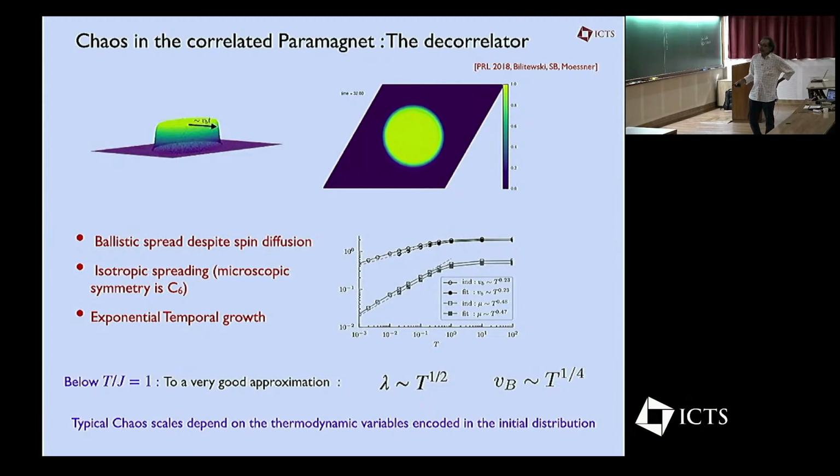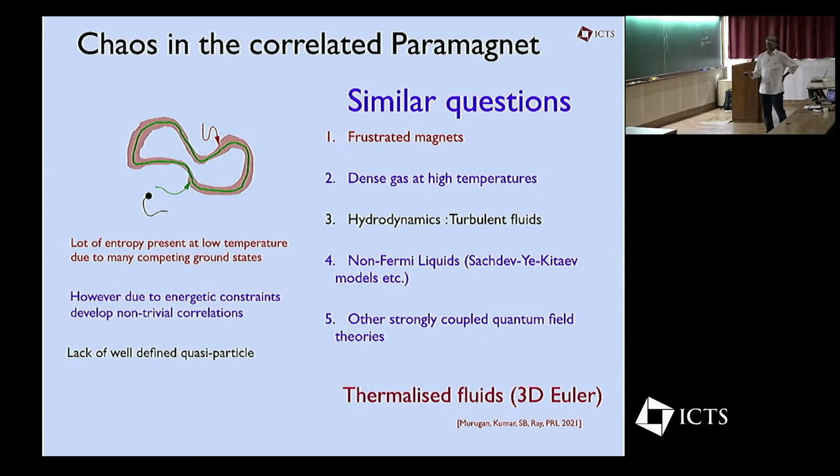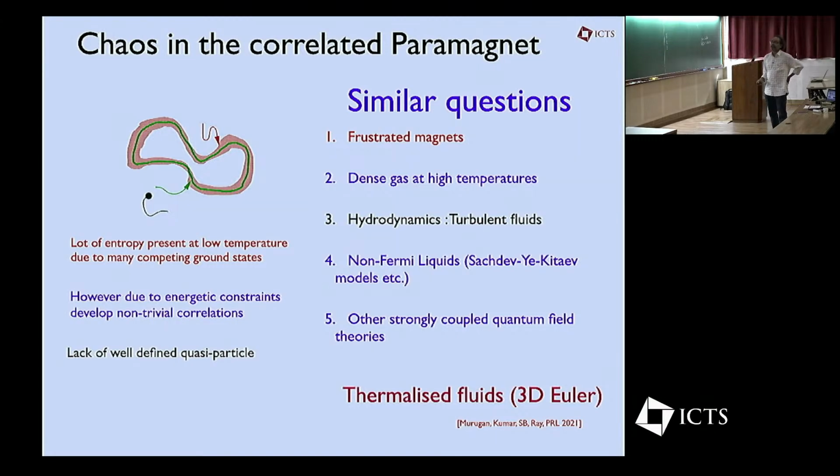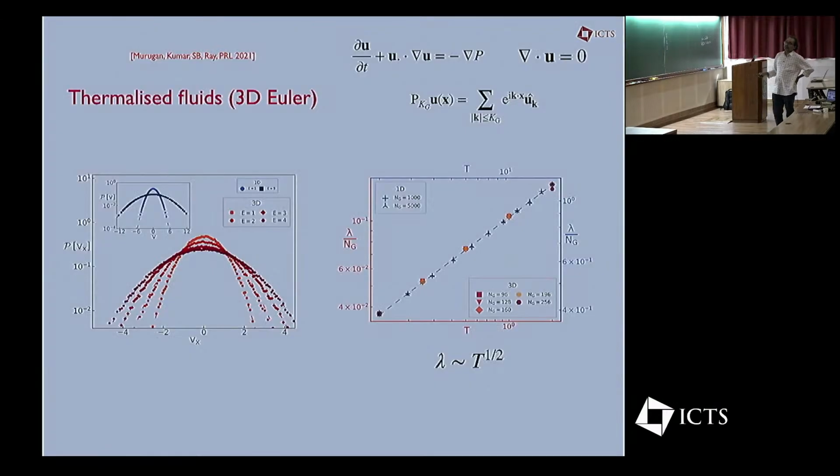Okay, so similar questions arise in a bunch of other contexts, where the system remains disordered to very low temperatures or doesn't show any kind of ordering or quasi-particles. In fact, this square root temperature is also seen in these thermalized Euler equations that Samriddhi and I looked at with students, and even in this very different context, this square root temperature behavior shows up in the Lyapunov exponent, but there is no butterfly velocity because the interactions are non-local. Okay, so that's the brief summary of what happens for a correlated paramagnet.